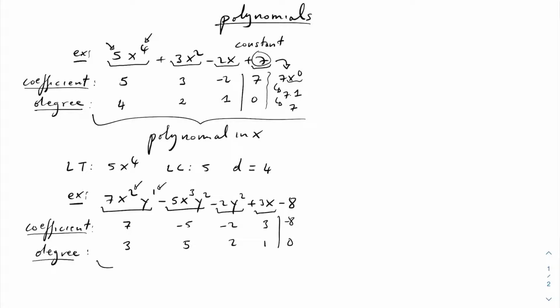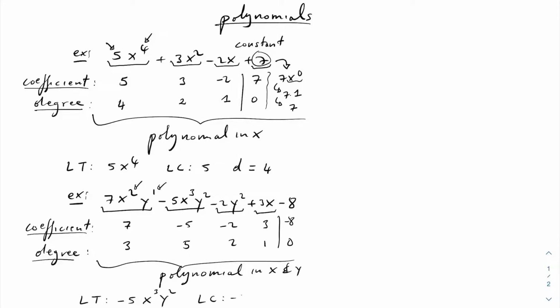So terms that are sitting by themselves without any variables are just called constants. This particular one here is a polynomial in x and y because you have x and y in the expression. The leading term here is going to be the same as before, the term with the highest degree. So it's going to be negative 5x cubed y squared. Leading coefficient negative 5, and then degree is going to be 5.